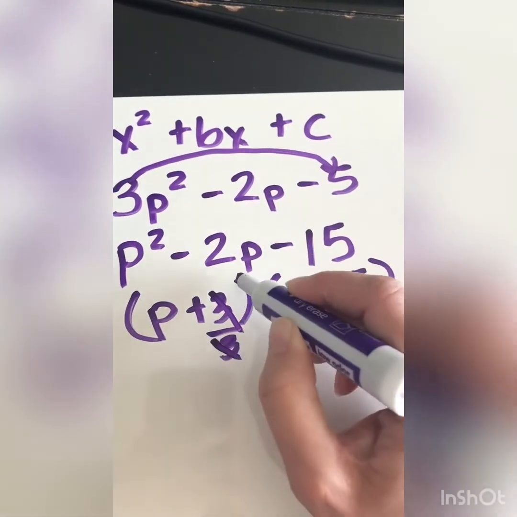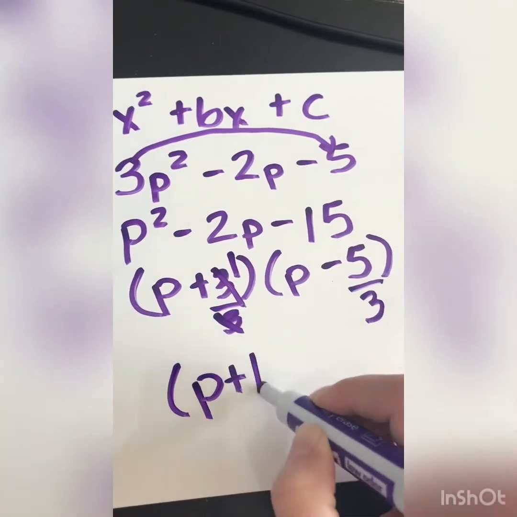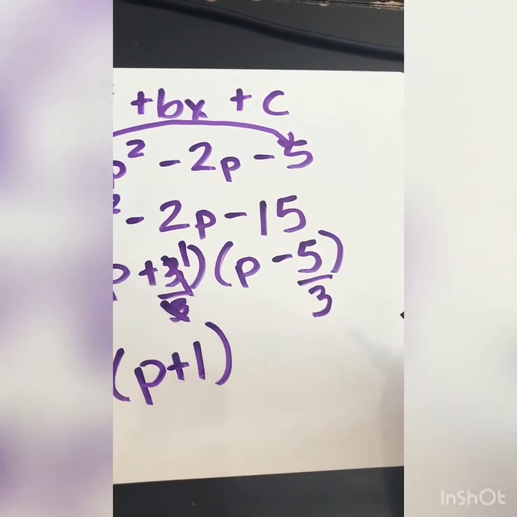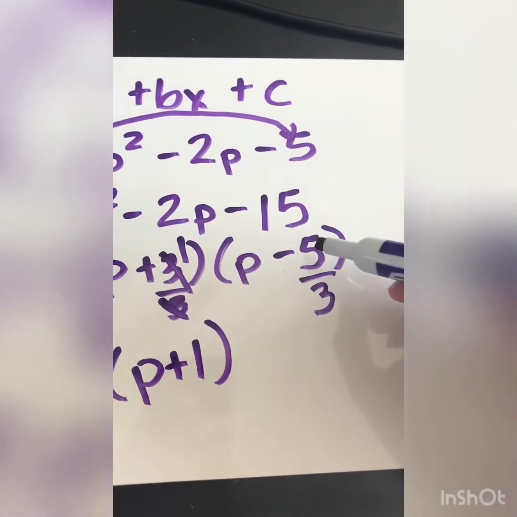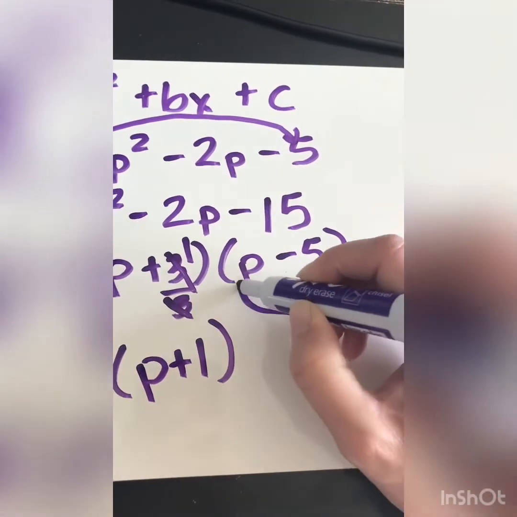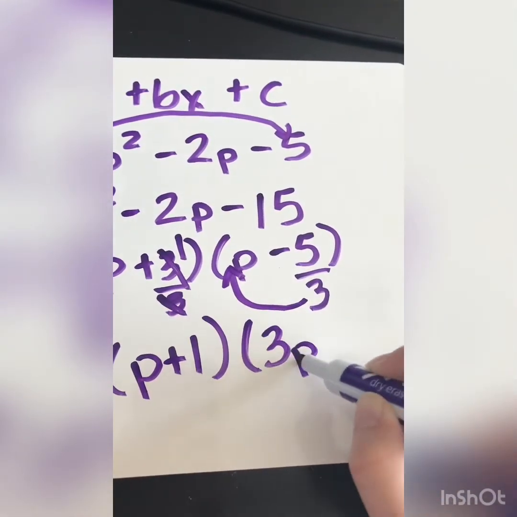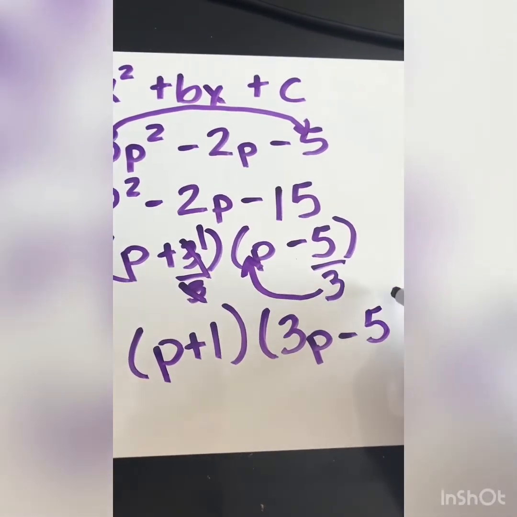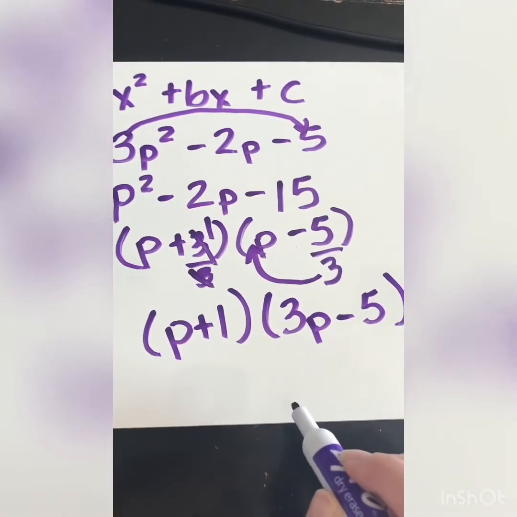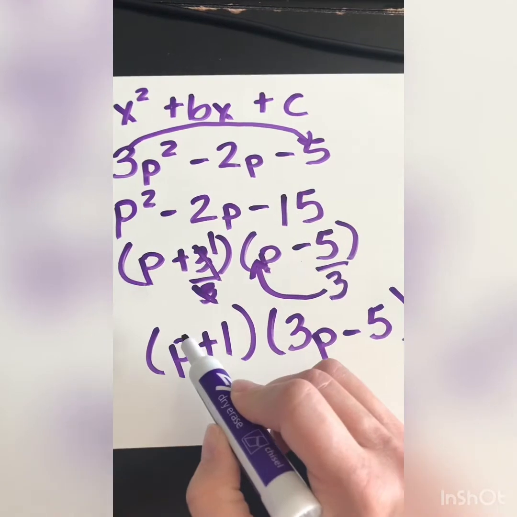So 3 divided by 3 is 1. So one of our terms is going to be p plus 1. Okay, and our other term over here, we can't simplify that down anymore. So we slide the 3 up in front of the p, and we get 3p minus 5. Okay, now we can check and see if we did it correctly by multiplying it back together.